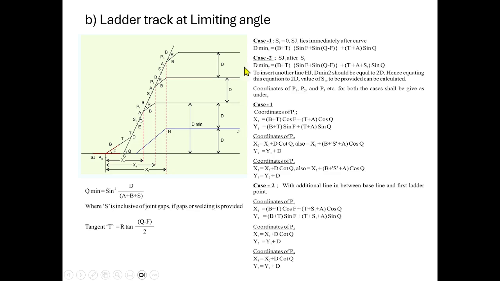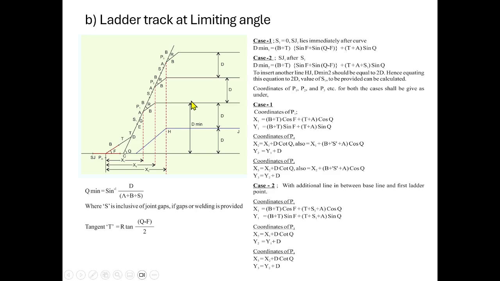Now, sometimes we want to introduce a straight portion, and sometimes we don't want to introduce a straight portion. We connect directly, with the connecting curve without any straight. So in this case, how to proceed? Case 1: when s is 0, the SJ lies immediately after the curve, like this. Another case is with s. So there are two cases.